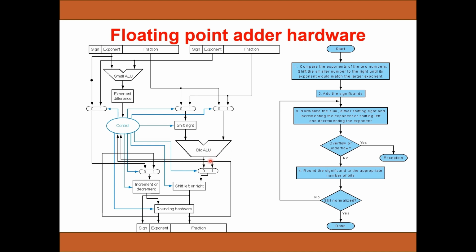After that, those fractions will be added. The significands will be added or subtracted depending on whether the number is positive or negative, because it is a sign magnitude representation. The result may be denormalized, so it will be shifted left or right to make it a normal number. And when you are shifting it, the exponent also needs to be adjusted, either incremented or decremented.